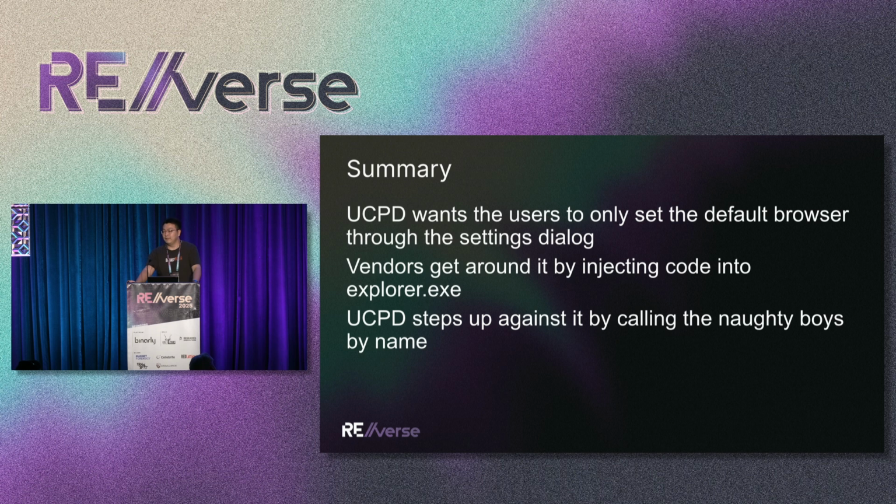Here's the summary. UCPD wants the user to only set the default browser through the settings dialog, and some vendors get around it by injecting code into Explorer, and UCPD does not like it, steps up against it, and calls them by name.